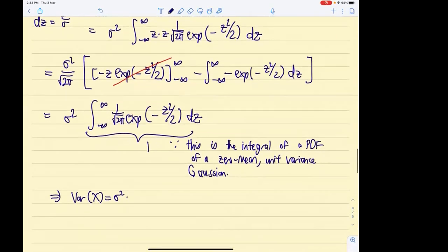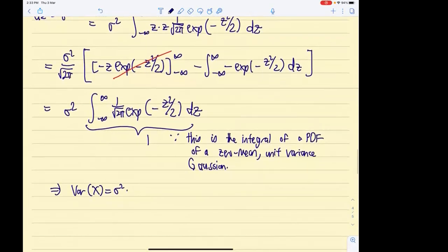Now, Gaussians are very beautiful. They are the most beautiful thing since sliced bread. Gaussian is named after the great mathematician Gauss. You know what Gauss is famous for?